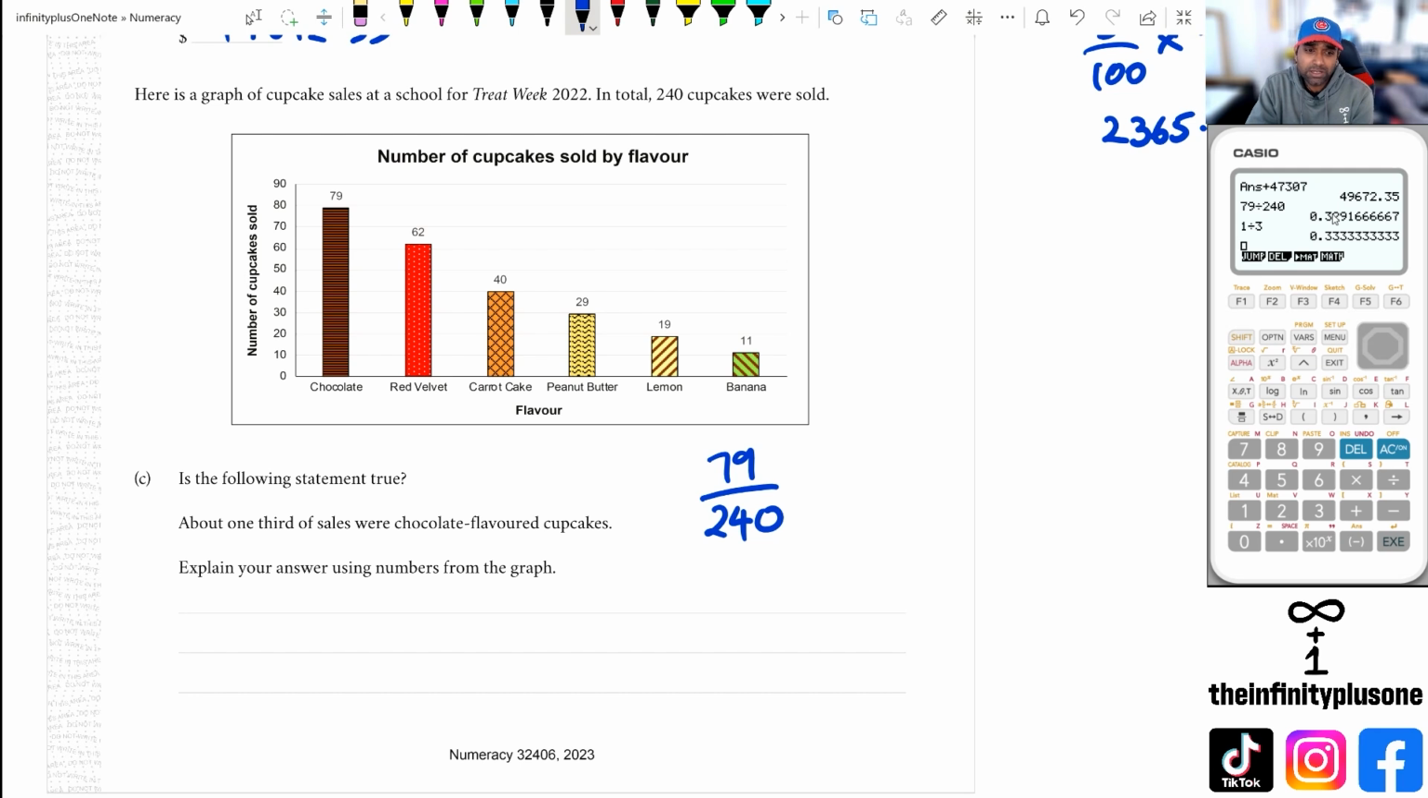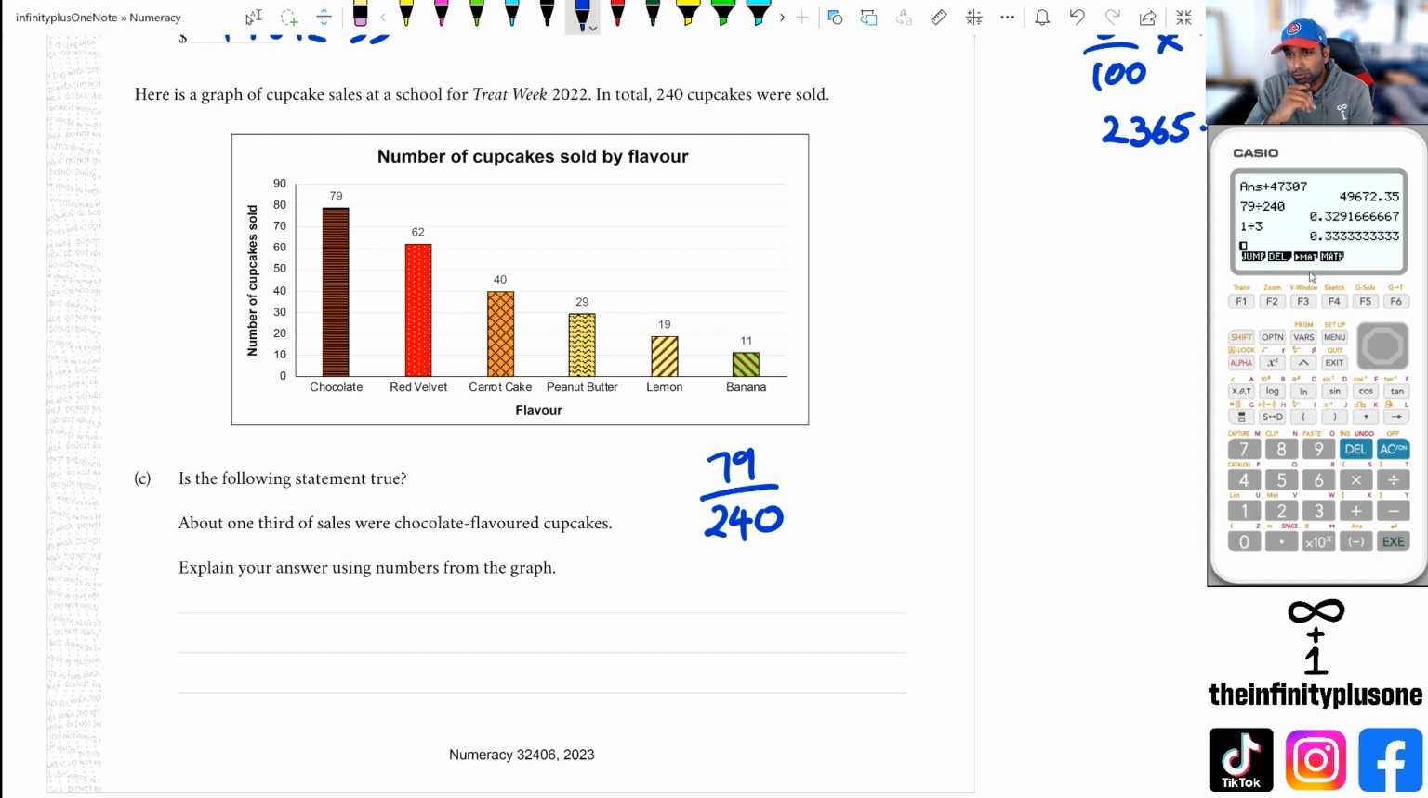On the other hand, you can say, yes, I agree with this statement because 0.329 is very close to 1/3. Therefore, this statement is true. So it's one of those weird questions, again, where you could write either, but the most important part is you've got to explain why you chose yes or no. So I'm going to leave that there for you.